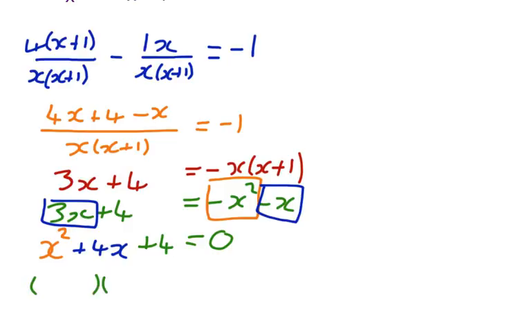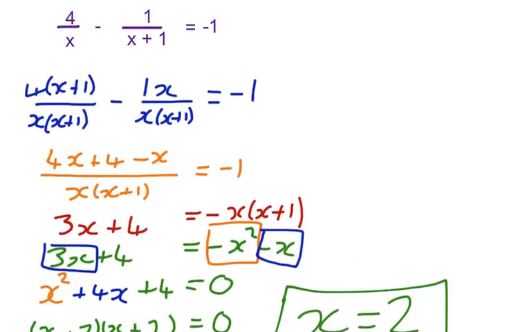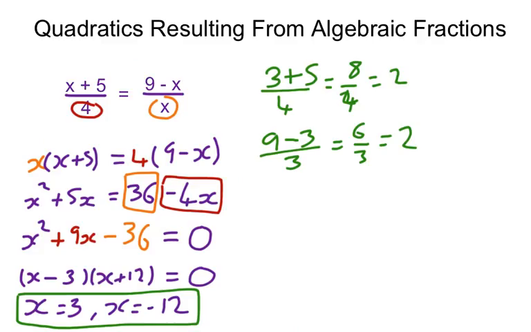Now we've got a quadratic equal to 0, we can factorize it. X in the beginning of both brackets, that's going to be 2 and 2 to give us 4 and 4. So our answer is x equals 2, and that is the only solution to this equation. So if we have algebraic fractions, we either need to combine them by using a common denominator and then remove the common denominator, or we could cross multiply in this one because they were equal to each other.